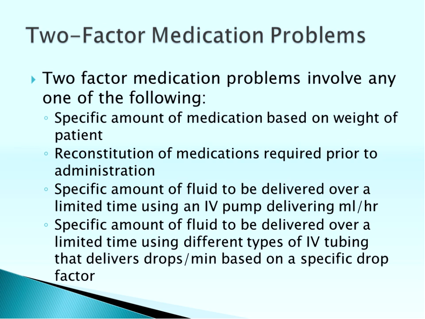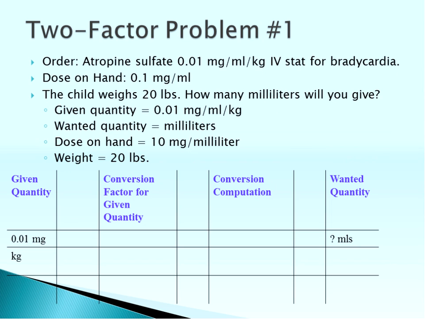Now I have a number of these. The 2-factor, that I didn't put them all in here. The 2-factor medication problems have a specific amount of medication based on the weight of the patient. These could also include reconstitution of medication required prior to administration. Of course, so many of our meds come pre-mixed. However, if they needed to do that, that's there. Specific amount of fluid to be delivered over a limited time using an IV pump, delivering milliliters per hour, and so on and so on.